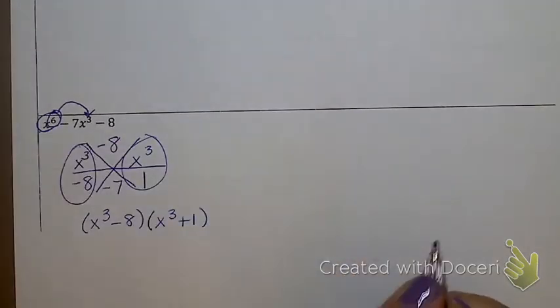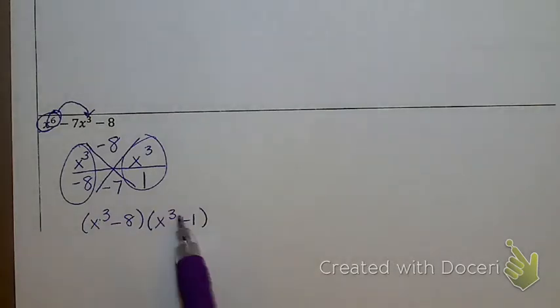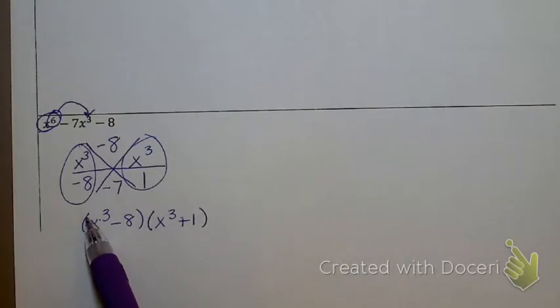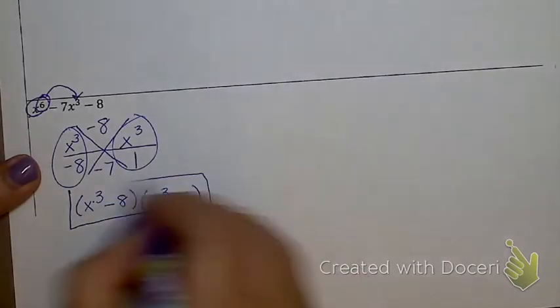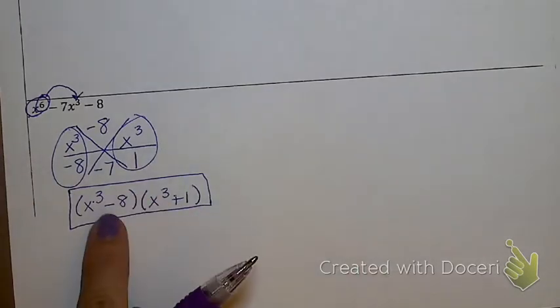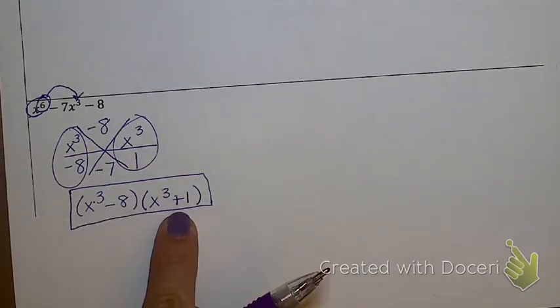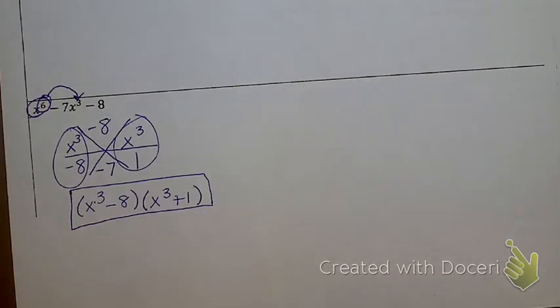Am I done? I see two terms and two terms. My brain should be thinking, is there a difference of squares? But I don't have a difference of squares because both of these are cubes, right? Now, in a couple days, we will be able to take that further because we're going to learn how to factor a difference and a sum of cubes. But for today, we're just going to leave that right there. Today, we only have difference of squares.